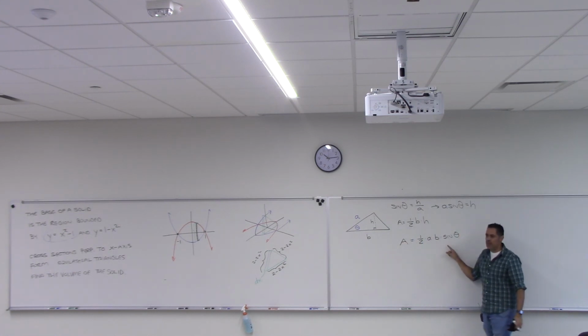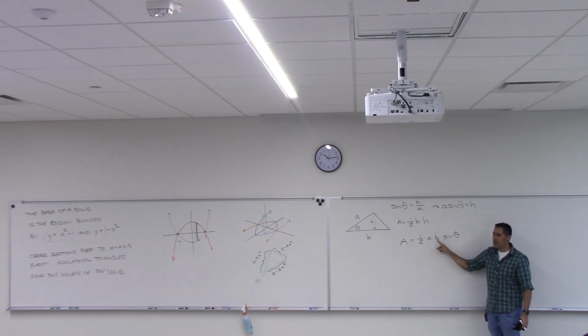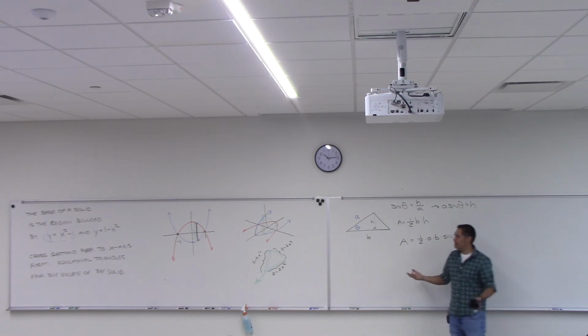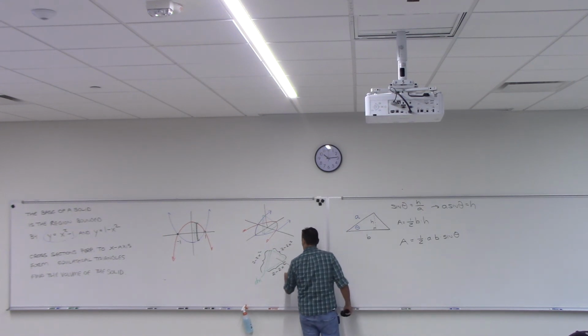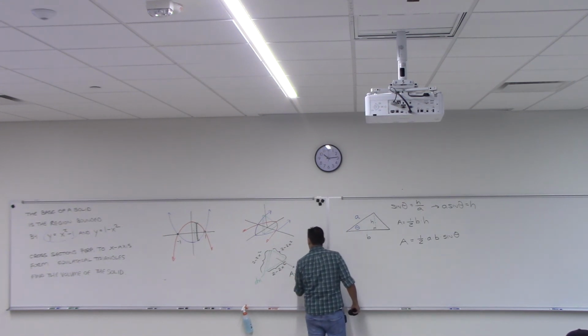But what's the advantage of this formula for us? Do we have two sides? Yes. Do we know the angle between them? Yes, it's equilateral. Equilateral means all angles are the same, and three angles add up to 180, so 60 degrees, right? So we know that the area of this is 1/2.